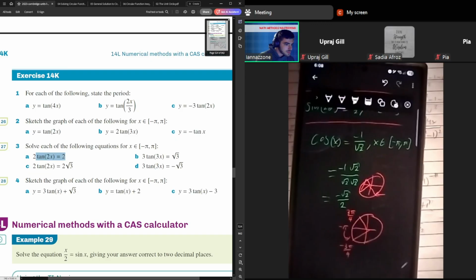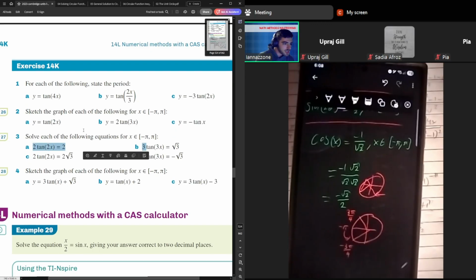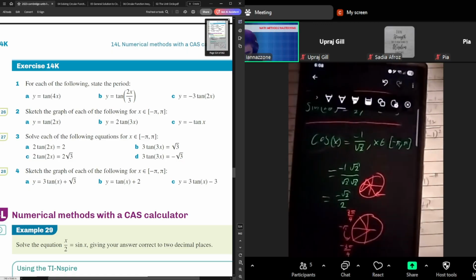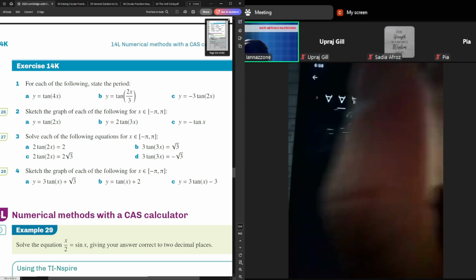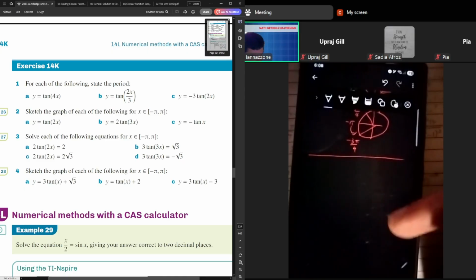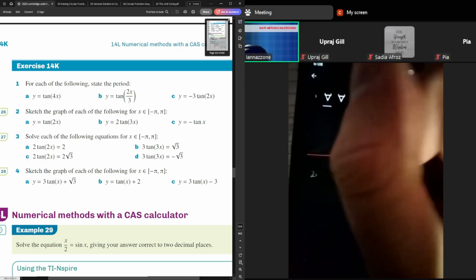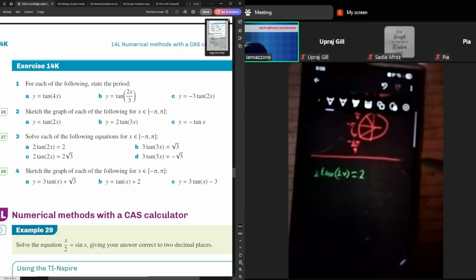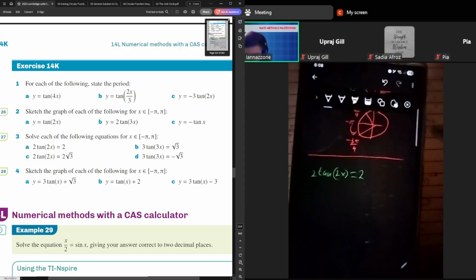So, yeah, this will be another refresher on the negative pi to pi situation. So let's say, yeah, why not? We'll just do 3a. Put that in the chat, 3a. And that is 2 tan 2x equals 2. And we're doing it from negative pi to pi.